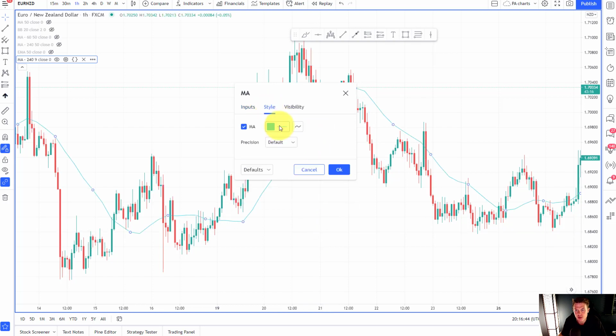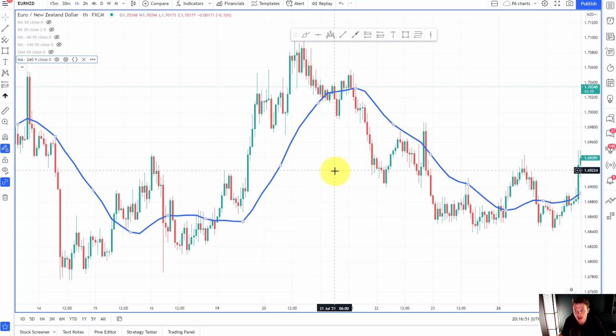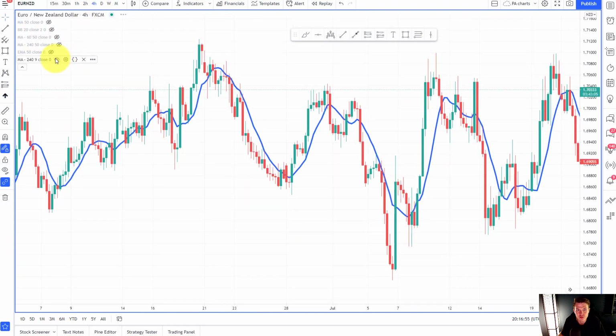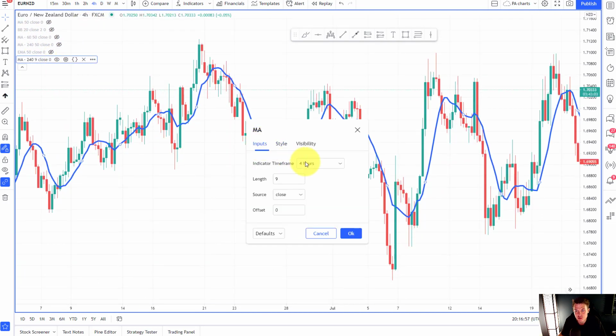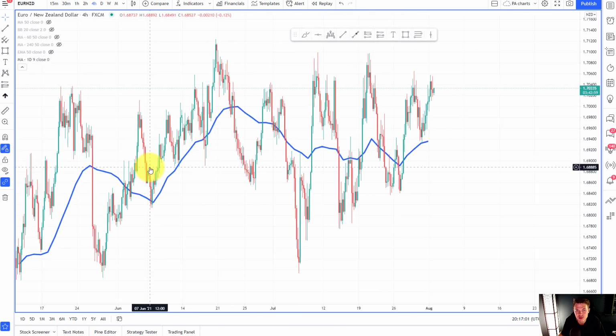Great. We also want to make it a little bit more visible. So we go to style, change the color to maybe blue or whatever, change the thickness. And then here you have your higher time frame moving average. You can, for example, go to the 4 hour. Then you can change that to your input as your daily time frame, higher time frame. And then you have it on your charts.